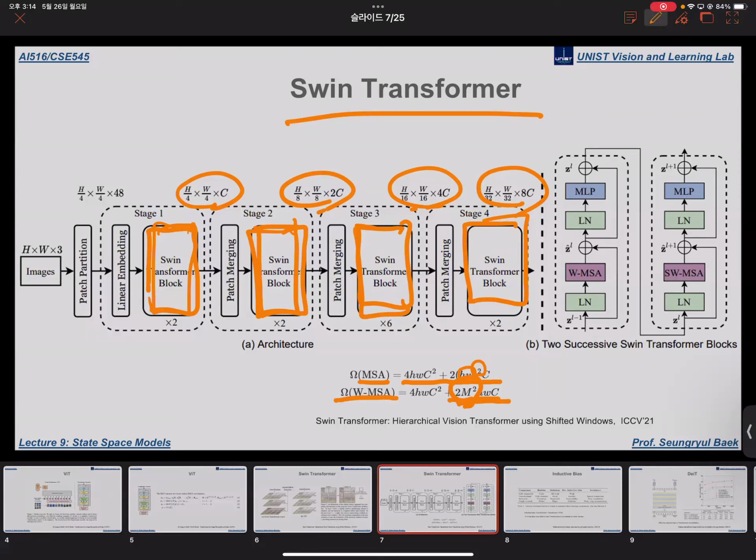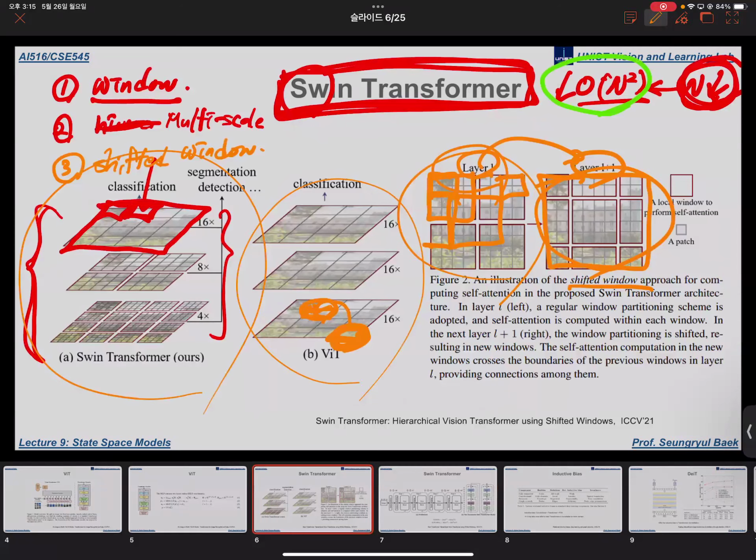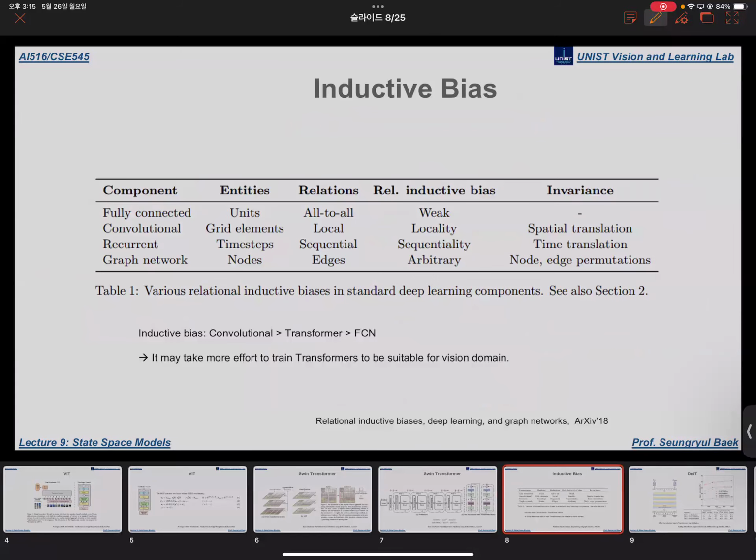So anyways, this is the Swin transformer that can optimize the speed of the transformer. And it shows similar or even better performance than the original transformer. So people are more frequently using this Swin transformer.